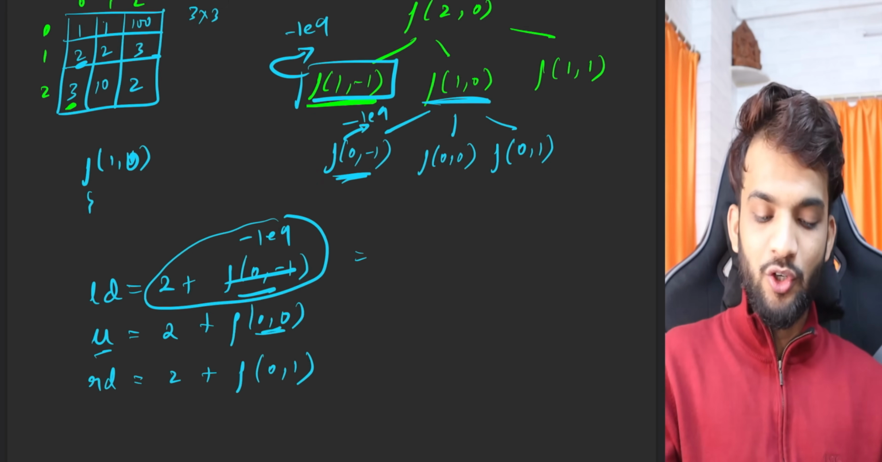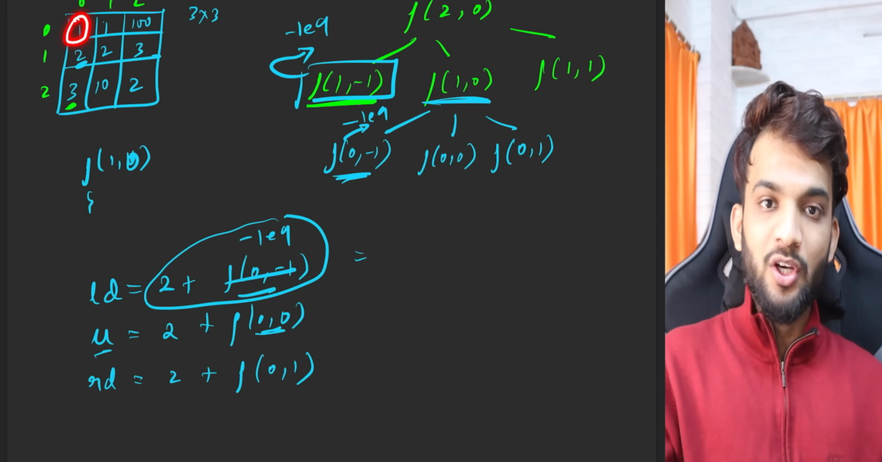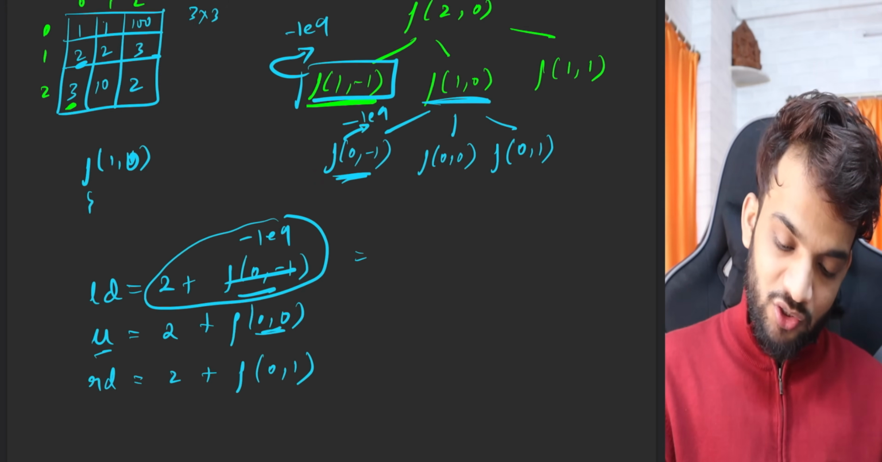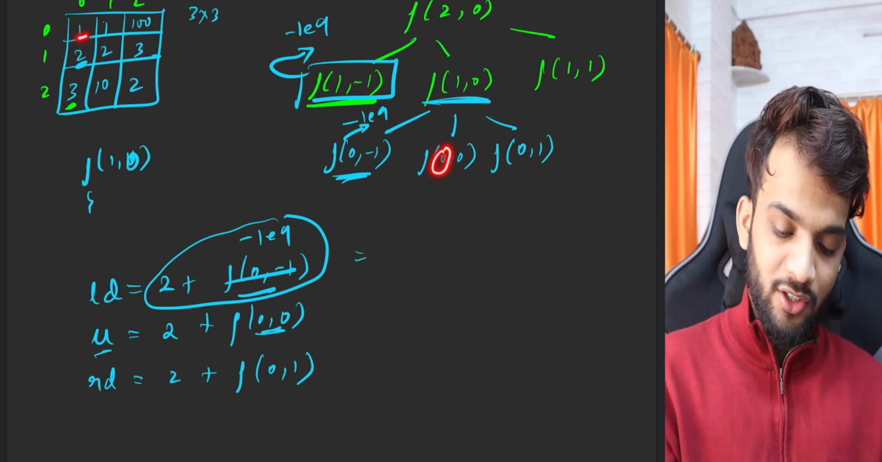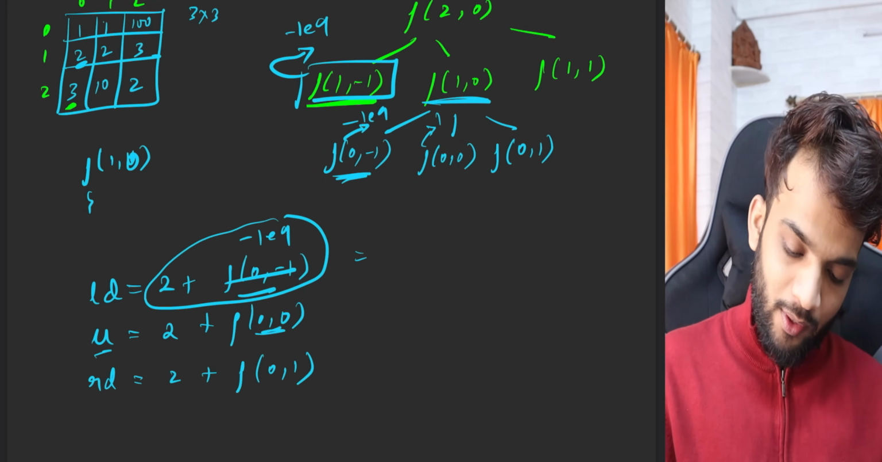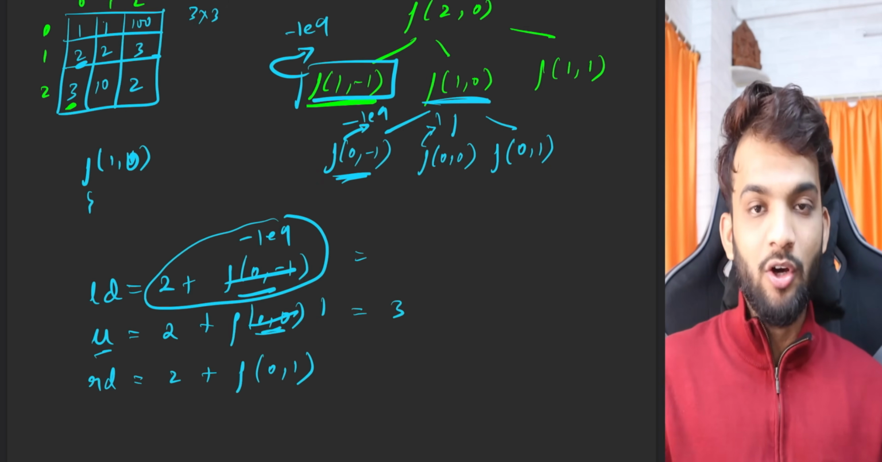So what will f of 0, 0 return? It will return 1 because it has reached the base case. 0 is the base case and it returns 1. So you will be returning 1. So this returns 1, makes it a total of 3.